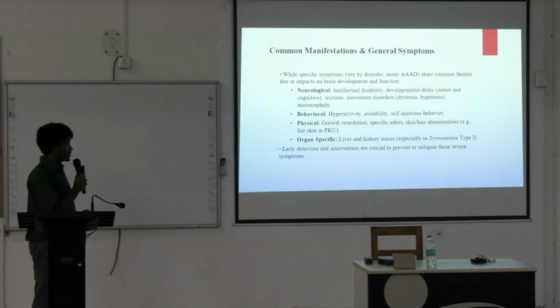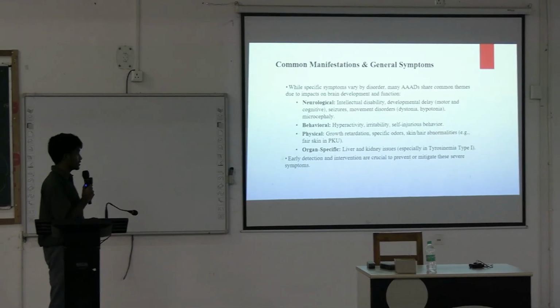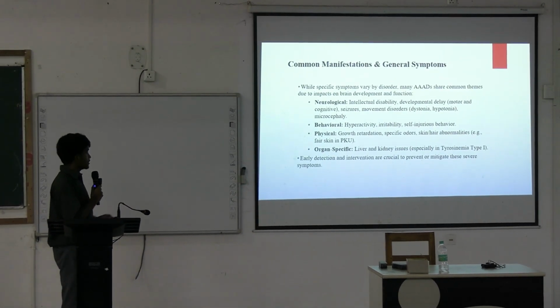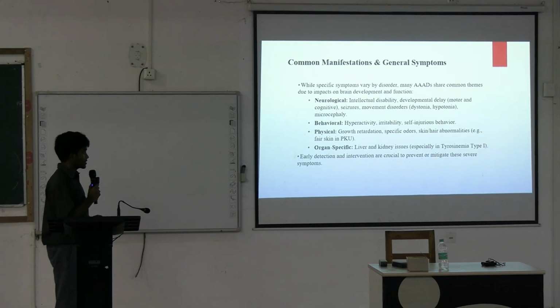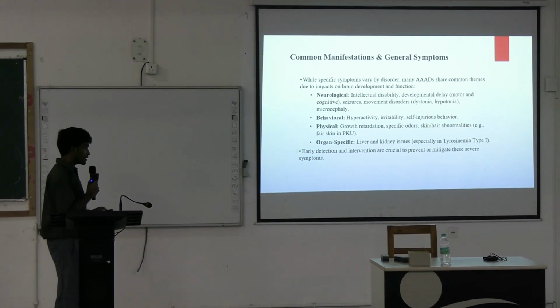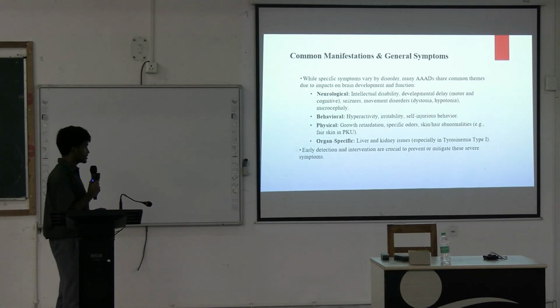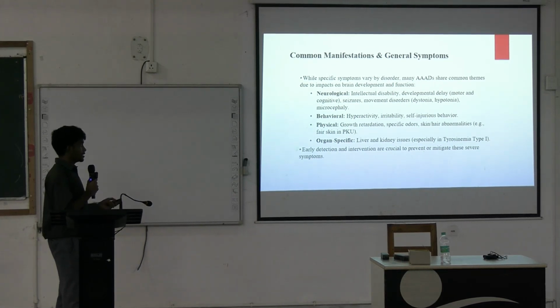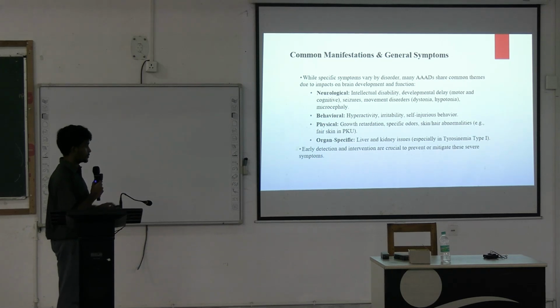Now I'll be talking about the common manifestations and general symptoms across all the aromatic amino acid disorders. First are neurological symptoms, where the person suffers from intellectual disability, delayed development, and seizures, along with movement disorders such as dystonia and hypotonia. The patients also suffer from behavioral symptoms such as hyperactivity and irritability, which are common across patients.